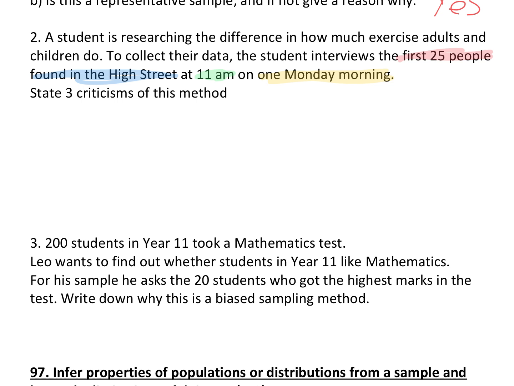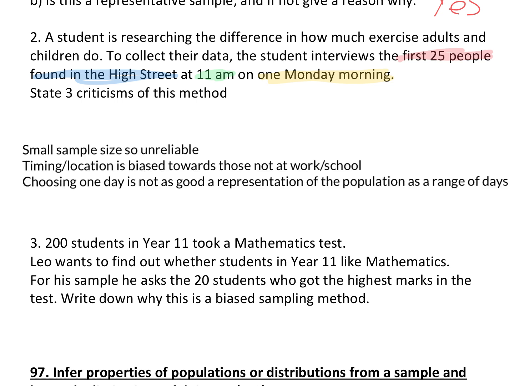I'll write something down here for you to reread. Okay, so I've summarised it here. There's a small sample size, so unreliable. The timing and location is biased towards those who are not at work or school. And choosing one day is not as good a representation of the population as a range of days. And I suppose I didn't talk too much about the location. It might not be biased towards those who are not at school if you choose the location to be actually in school. So yeah, you need to be just out of that.